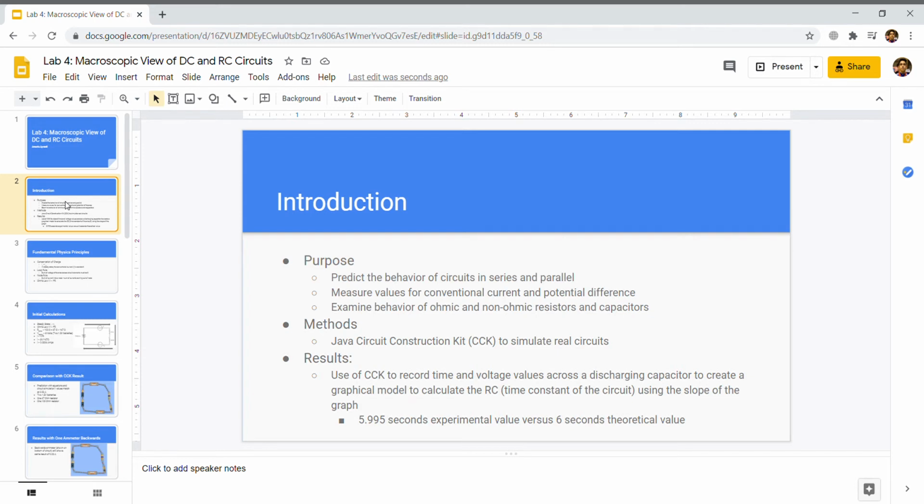The method being used here is using a Java circuit construction kit to simulate these real circuits. The result of this lab was the use of the CCK to record time and voltage values across a discharging capacitor to create a graphical model to calculate the RC, or in other words, the time constant of the circuit, using the slope of this graph. The experimental value was 5.995 seconds versus the theoretical value of 6 seconds.